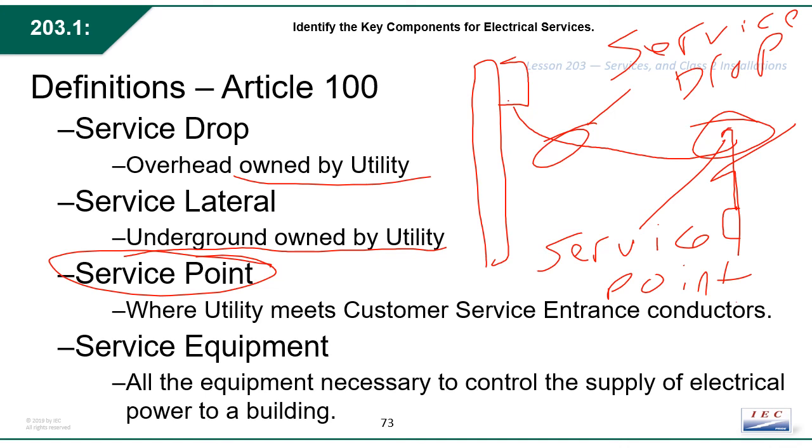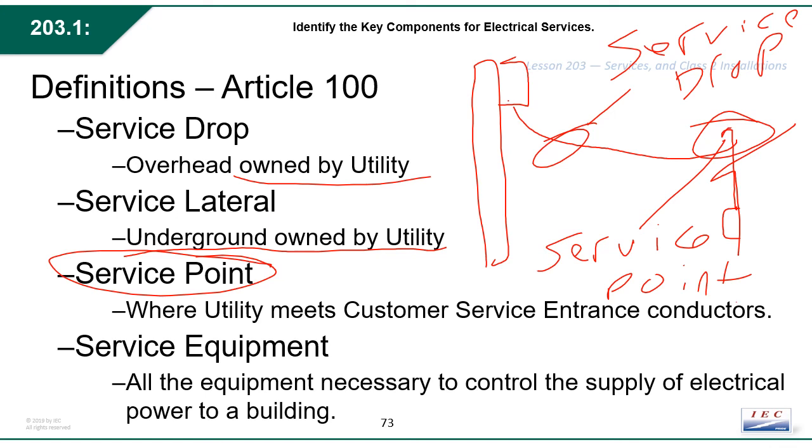Everything from that weatherhead down would be installed by the electrician. Everything past the weatherhead would be installed by the utility. That's if the utility determines that's where they want the service point to be. Remember, it's always up to the utility company to determine that, or the engineer, if he's worked it out with utility.